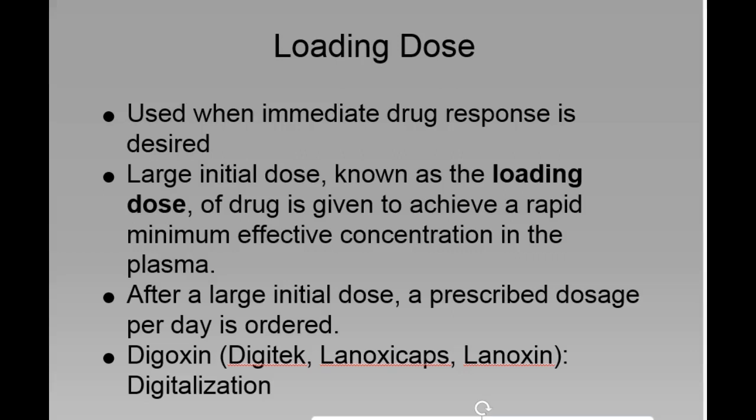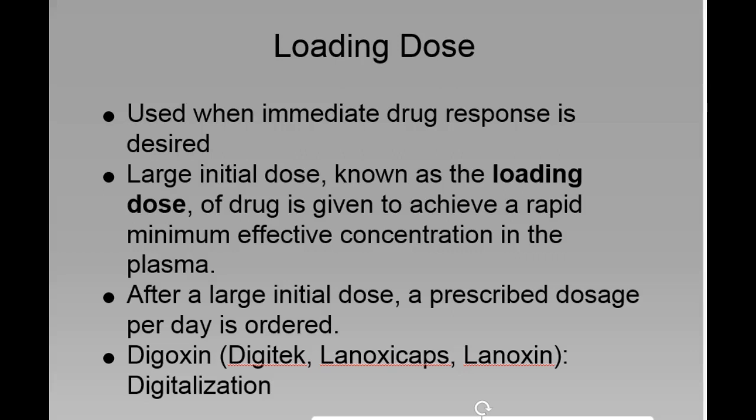When immediate drug response is desired, a large initial dose, known as the loading dose of a drug, is given to achieve a rapid minimum effective concentration in the plasma. After a large initial dose, a prescribed dose per day is ordered. For example, in the case of digoxin, usually an initial loading dose is prescribed for the medication prior to giving a maintenance or daily dose of the medication.